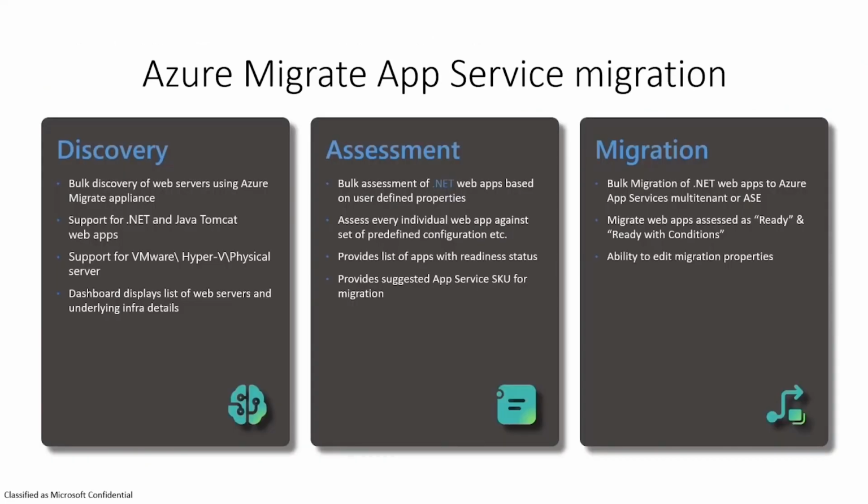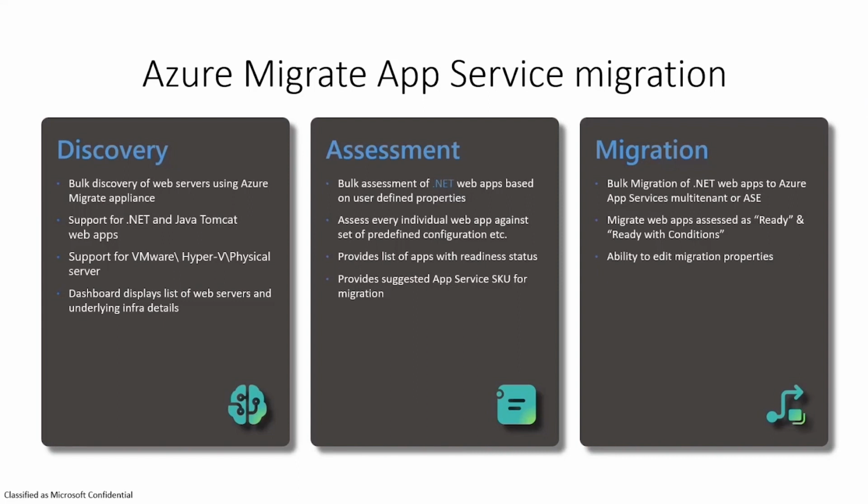Moving on, as I said, if you're looking at migrating your entire data center, this is the experience to look at. Along with the App Services and Azure Migrate teams, we have a collaboration where we have this tool where you can do a bulk discovery. From a discovery perspective, we support both .NET and Java Tomcat applications, and the support is there on VMware, Hyper-V, and physical servers.